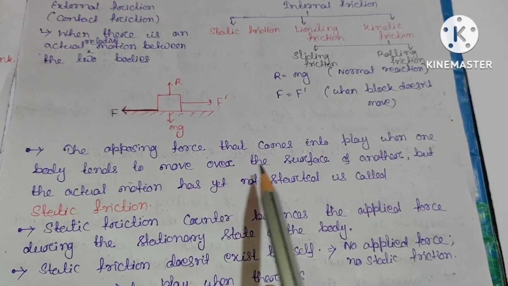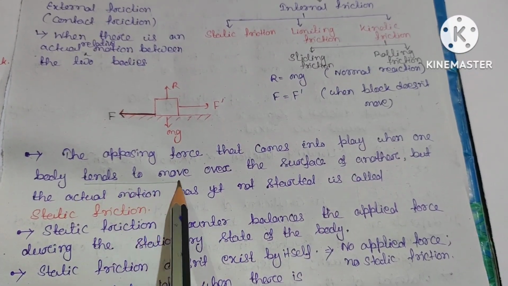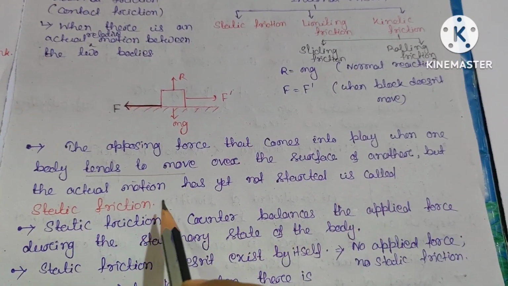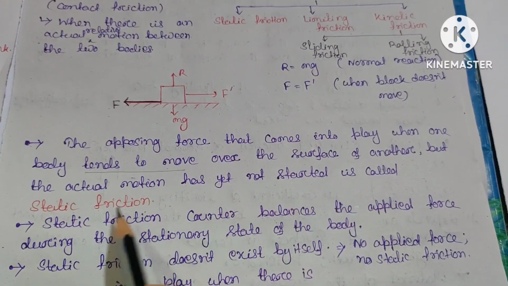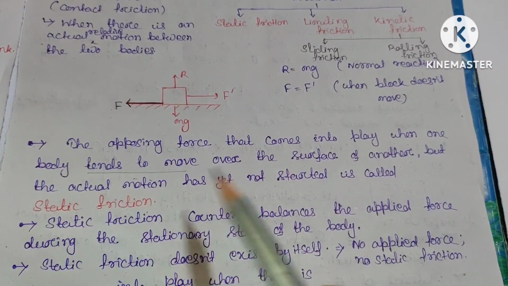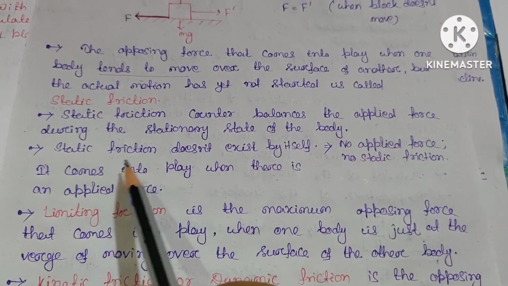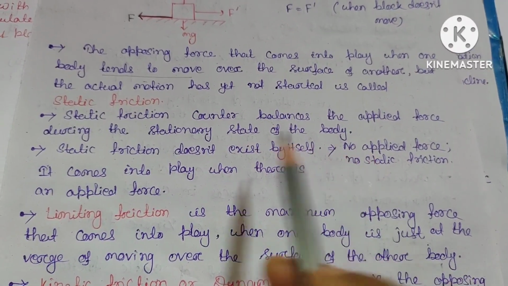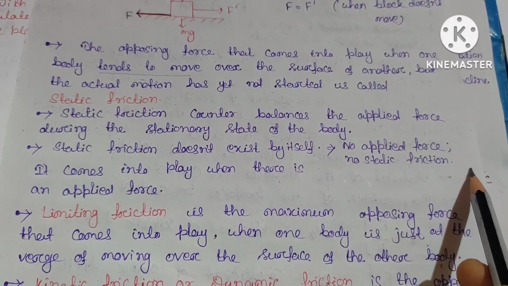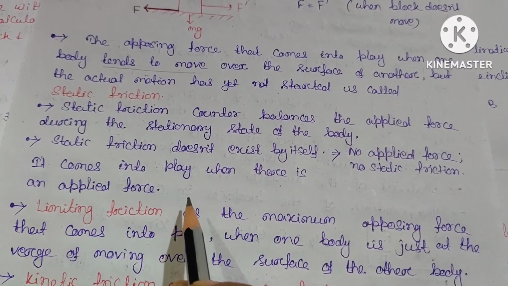The opposing force that comes into play when one body tends to move, okay, it tends to move, means not move, it tends to move over the surface of another, but the actual motion has not yet started, is called the static friction. So the static friction counterbalances the applied force during the stationary state of the body. This static friction doesn't exist by itself. It means when there is no applied force, there is no static friction. It comes into play when there is an applied force. I think it is clear.